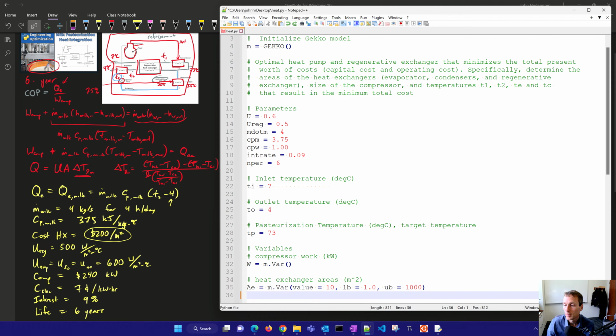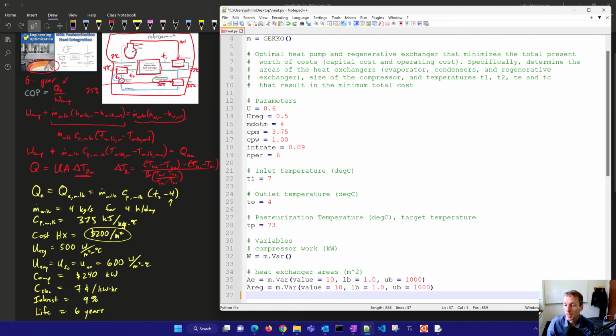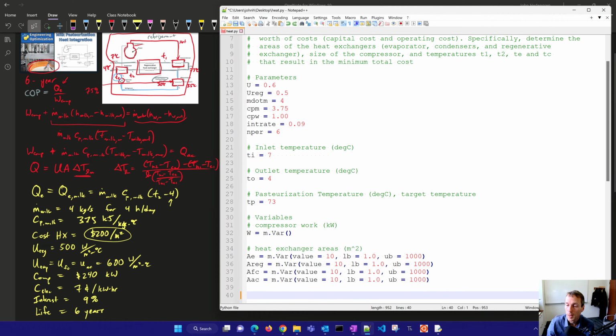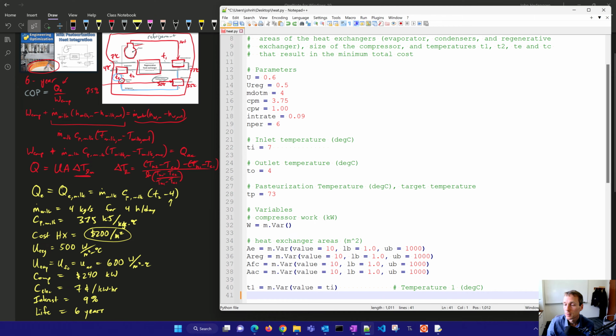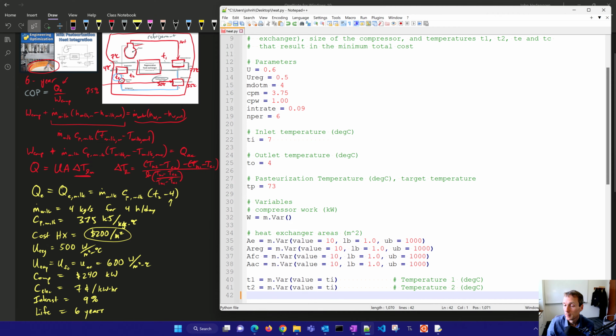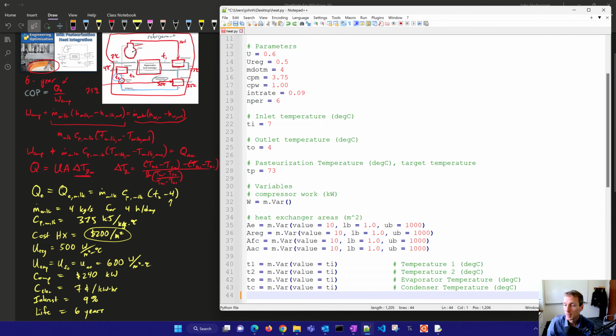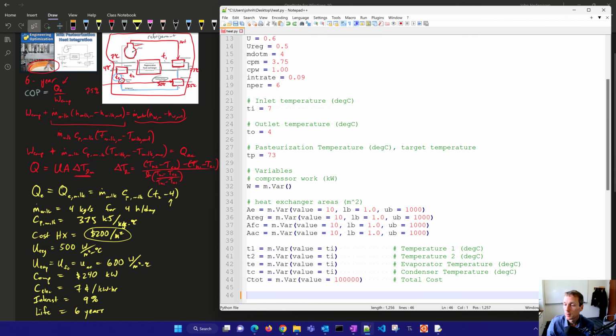We're going to have the area of our 4 heat exchangers, and we're going to have the lower bound of 1 and an upper bound of 1,000, and just give them an initial guess of 10. And then there's our temperature 1, temperature 2, and then evaporator temperature and condenser temperature as well. All right, there's our total cost, and we give it an initial guess of $100,000.